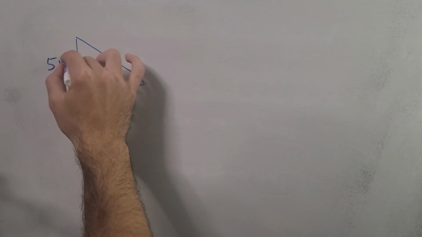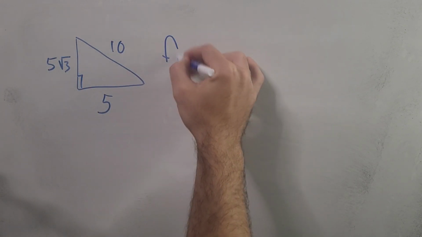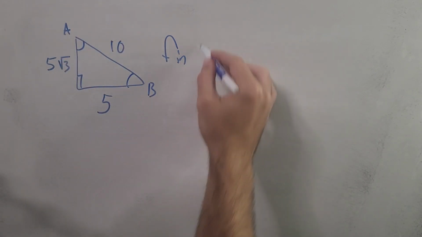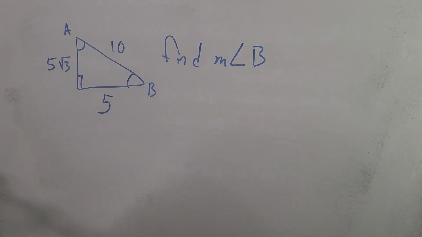5, 5 square roots of 3, and then 10. Let's label these angle A and angle B. Find the measurement of angle B. So I labeled out a diagram for you. It didn't give much information, but hopefully you can recognize the pattern within the sides alone.